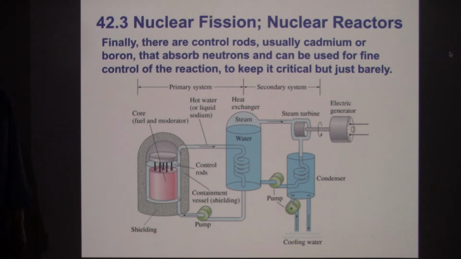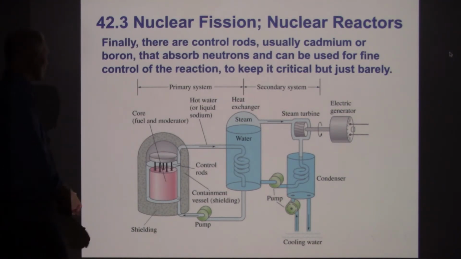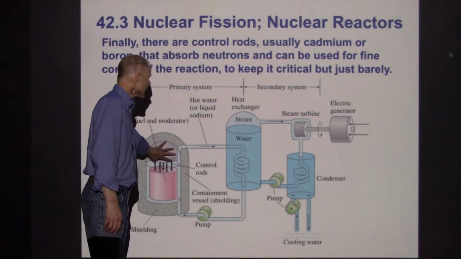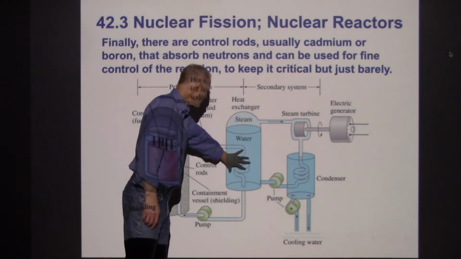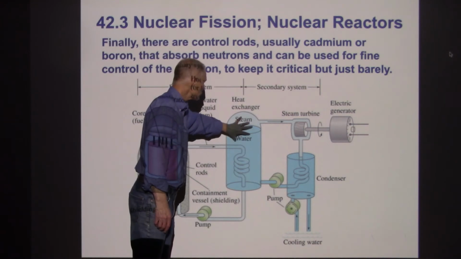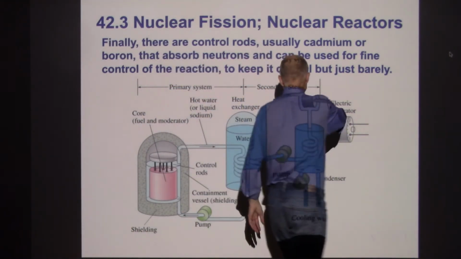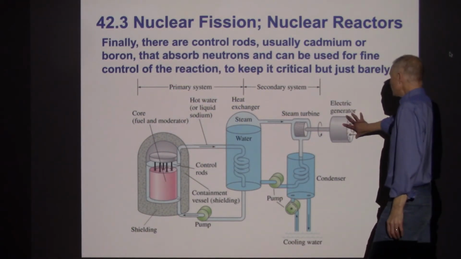So the pumping, the coolants must be pumped through those cores continually, even after you've shut down the fission reaction, to carry away the heat from radioactive decay. So the heat that's carried in this water goes into a heat exchanger, generates steam. The steam turns a turbine, runs an electric generator.